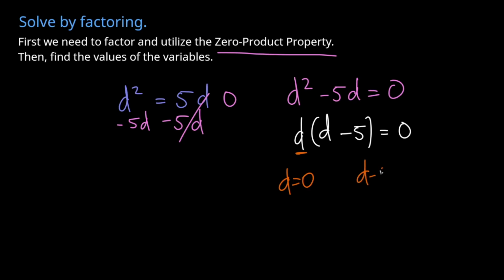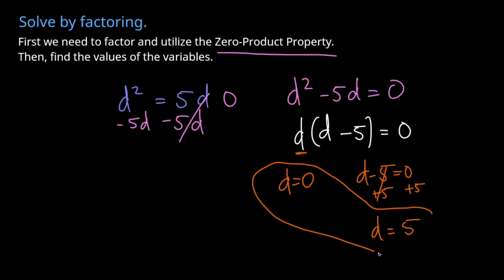And then we can do d minus 5 equals 0. Add 5. We have d equals positive 5. So for this one, our solution is d equals 0 and d equals 5.